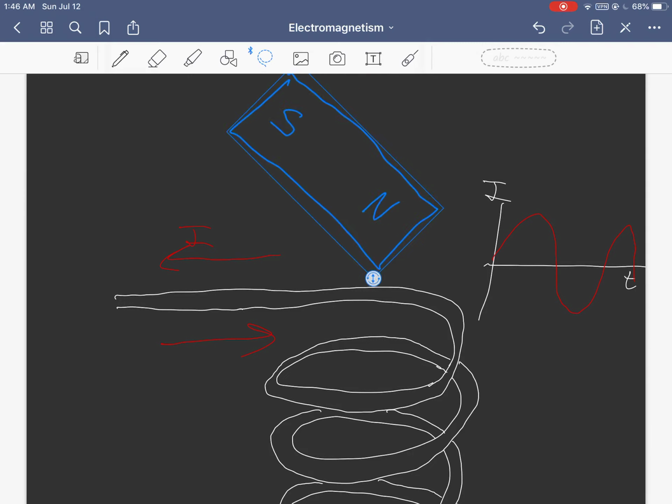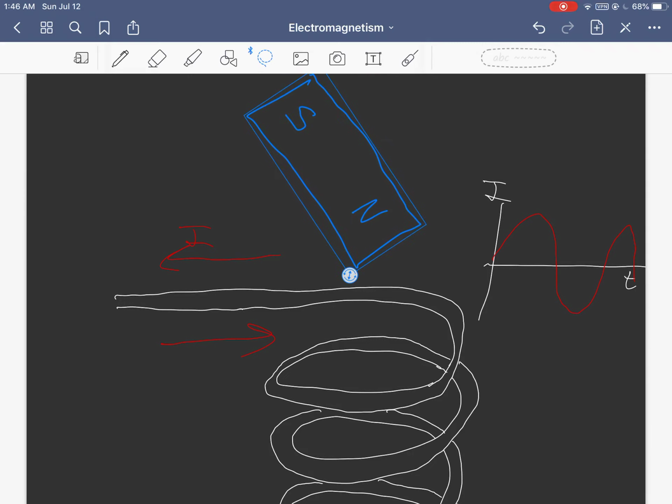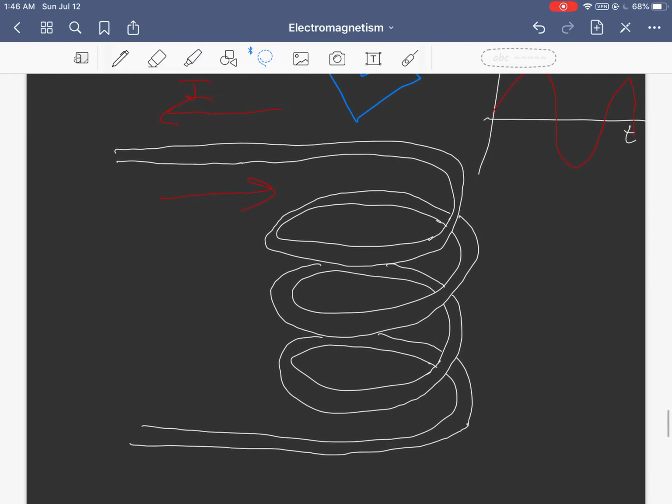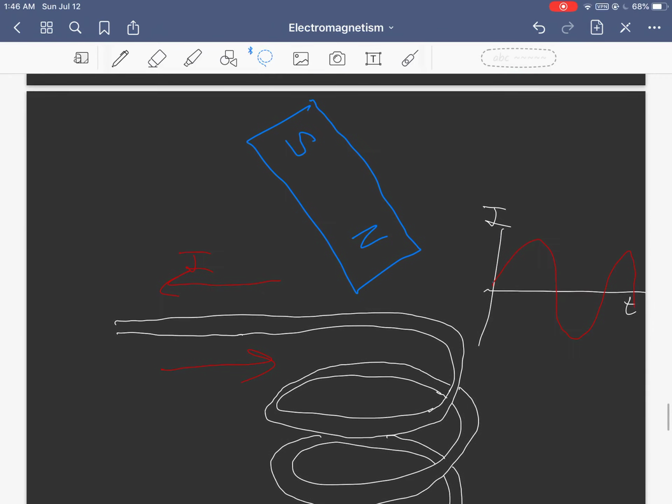So the North Pole side is going to cause current to flow in this direction, out of the top side of the loop and in through the bottom side. And so that's indicated right here for the top part of this sine wave. And then when the south side of the magnet approaches the loop, you're going to get this bottom side of the alternating current. The current is going to flip in the opposite way.